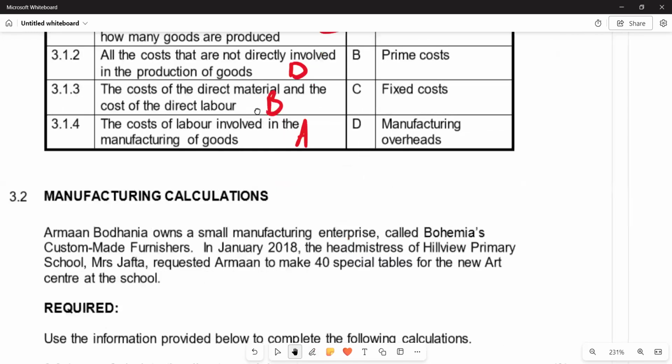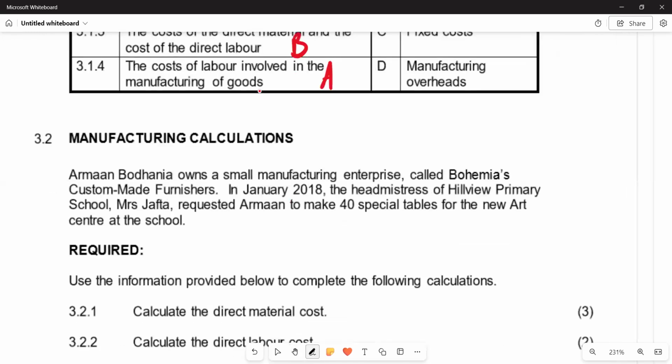We go to 3.2, manufacturing calculations. Arman Bodania owns a small manufacturing enterprise called Bohemia's Custom Made Furnitures. In January 2018, the headmistress of Hillview Primary School, Miss Jafta, requested Arman to make 40 special tables for the new art center in the school. We use the information provided below to complete the following calculations. First one is calculate the direct material cost. So we go to the question to see the information that we have.